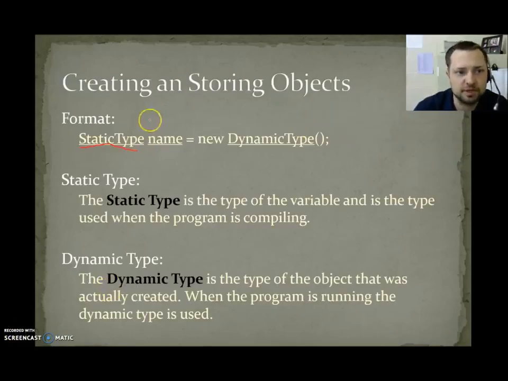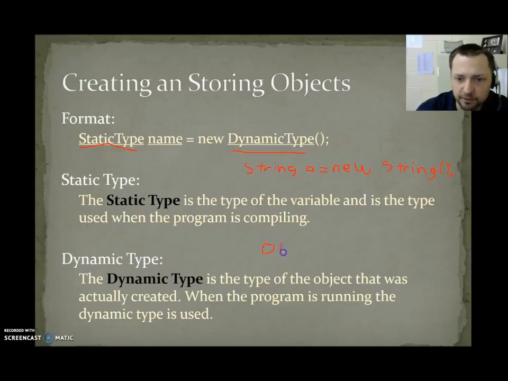Alright, creating and storing objects. Format is static type, whatever you want to call it, equals new dynamic type, followed by parentheses because we're invoking a constructor. Now, for example, we might have, I think I have examples about this later, but normally you're used to seeing String a equals new String. In this example, our static type and the dynamic type are both string.